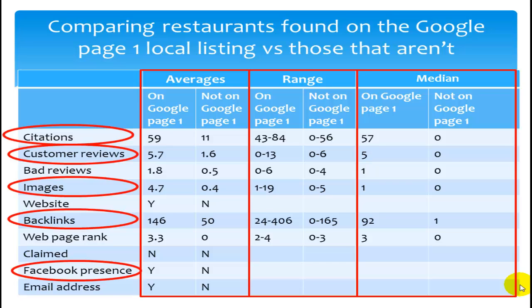So the ones that appear to matter are the ones that I've circled. It seems to me that if a restaurant wanted to get onto page 1 and the local map, they would be well guided by trying to improve their positioning in these areas, and that should certainly help in getting your business represented on page 1 and the map.